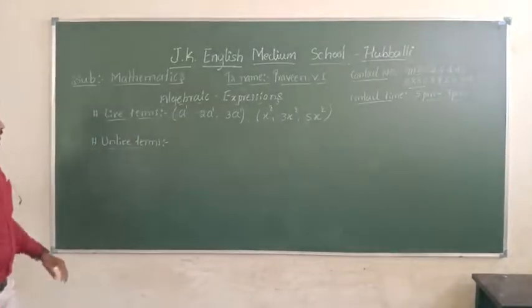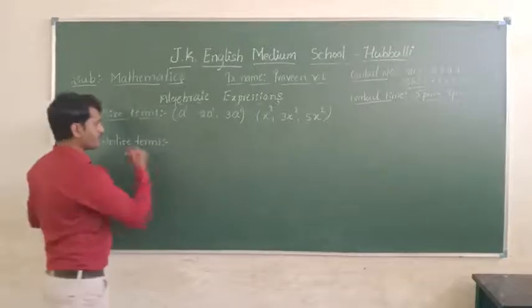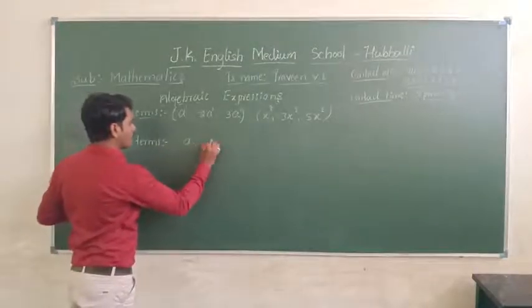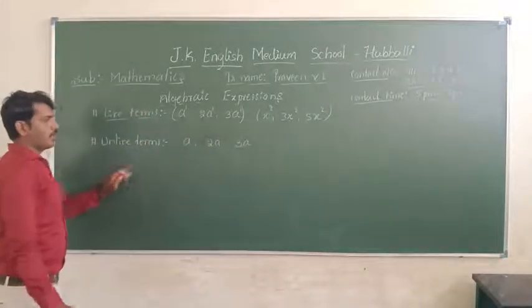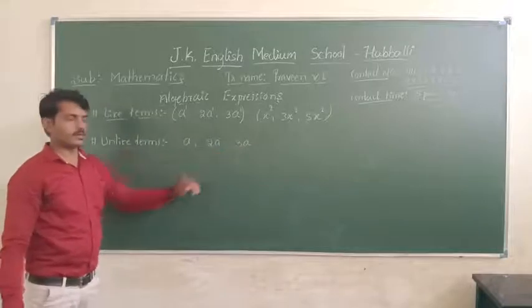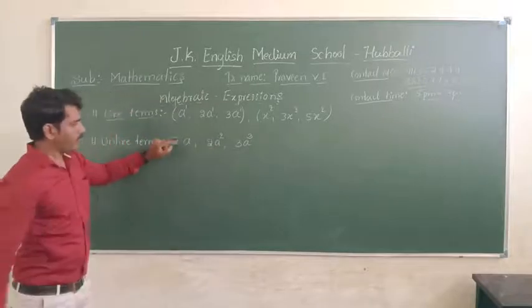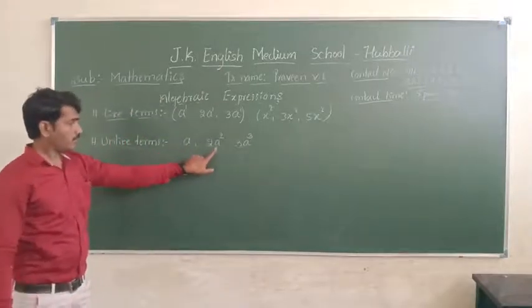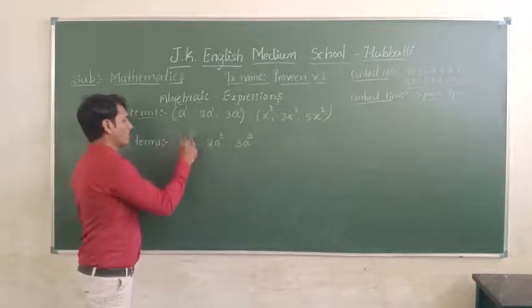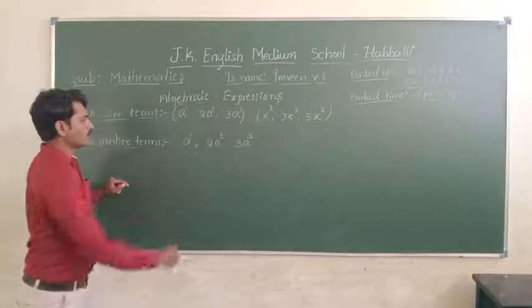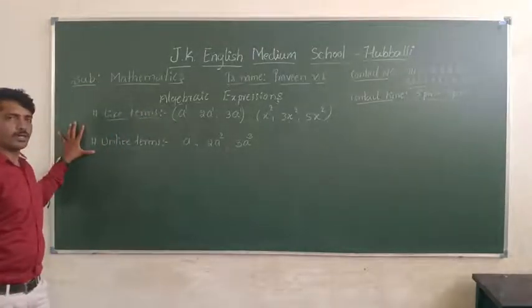Here we can take three groups of unlike terms. Group number 1: a, 2a and 3a, where all the variables are the same. Just change their powers like this. The first type, all the variables are the same. What are the exponents? 3, 2, 1. So the exponents are different. This is one of the best examples of unlike terms.